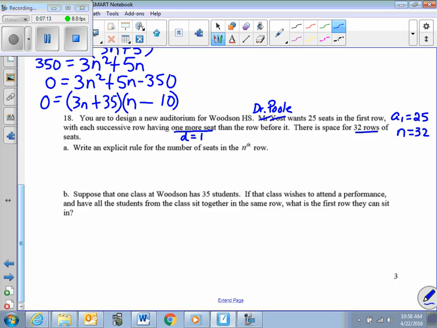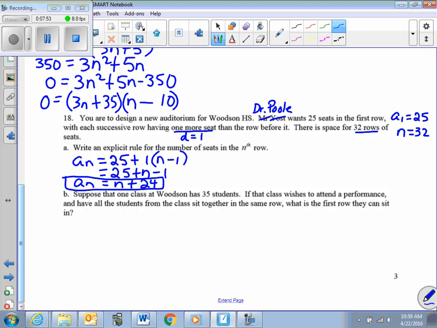And write an explicit rule for the number of seats in the nth row. So let's see what I want to do here. Explicit rule. So I know A sub n is the first term, or the number of seats in the first row, plus D. D is 1 times n minus 1. So let's simplify that. I got 25 plus n minus 1. Therefore, A sub n, our explicit rule, is n plus 24, right? So that's what we're doing here in part A.